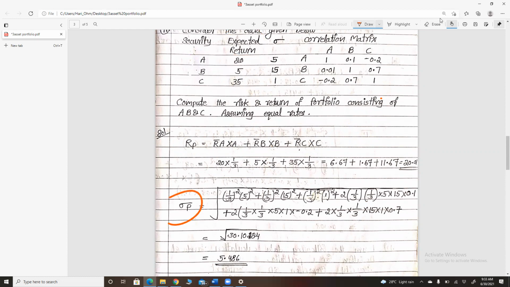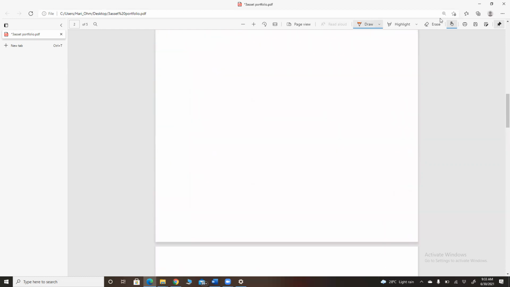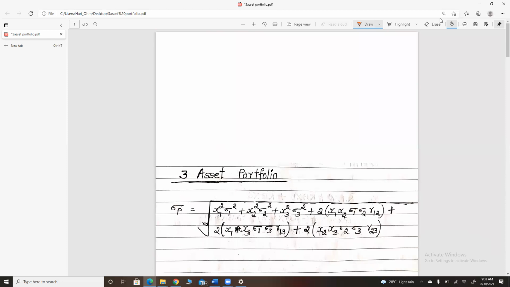Portfolio risk, you have to calculate using the formula: square root of x1 square into standard deviation 1 square plus x2 square into standard deviation 2 square plus x3 square into standard deviation 3 square plus 2 into x1 into x2 into standard deviation 1 into standard deviation 2 into r12 plus 2 into x1 into x3 into standard deviation 1 into standard deviation 3 into r13 plus 2 into x2 into x3 into standard deviation 2 into standard deviation 3 into r23. So this is the formula.